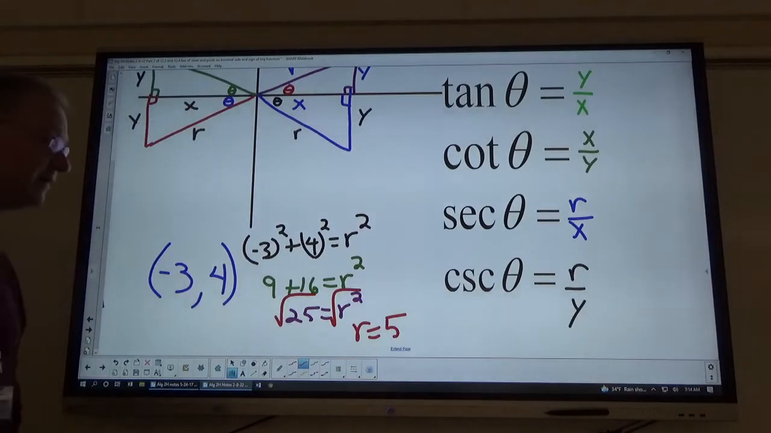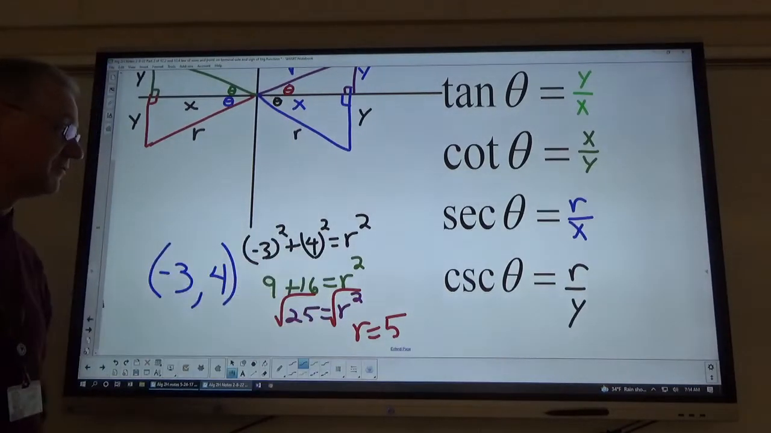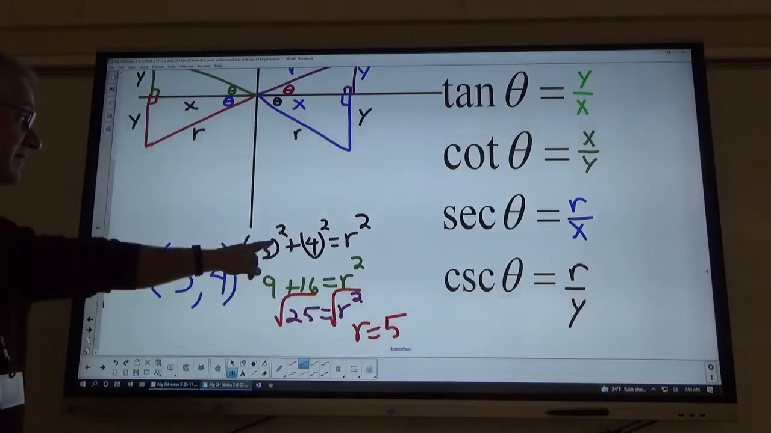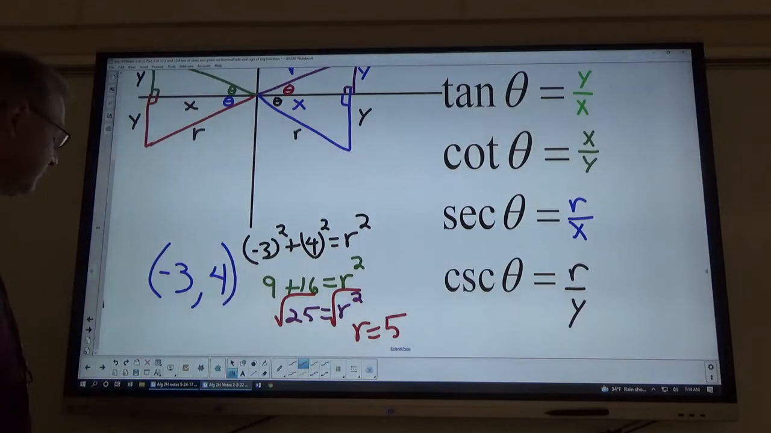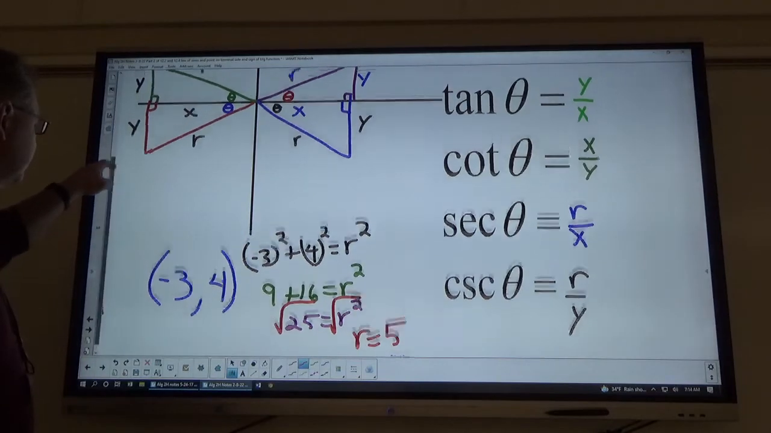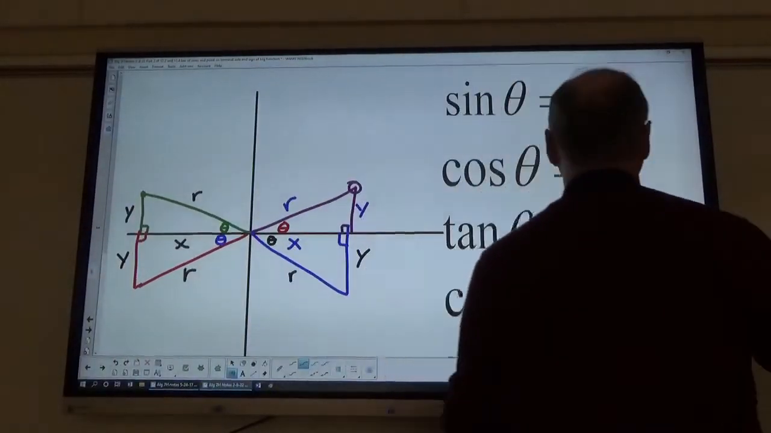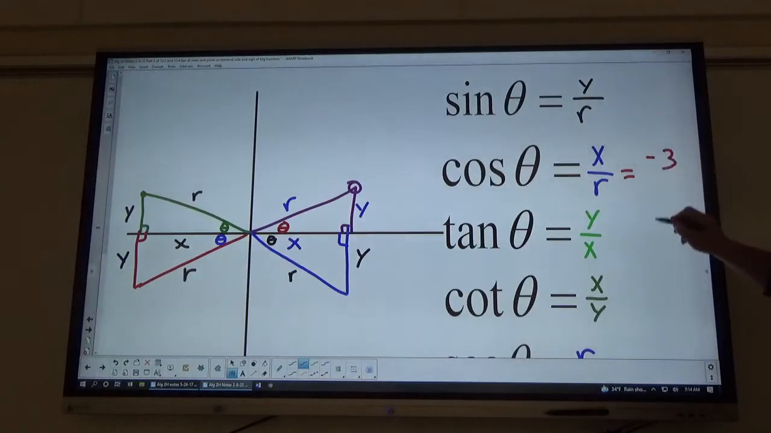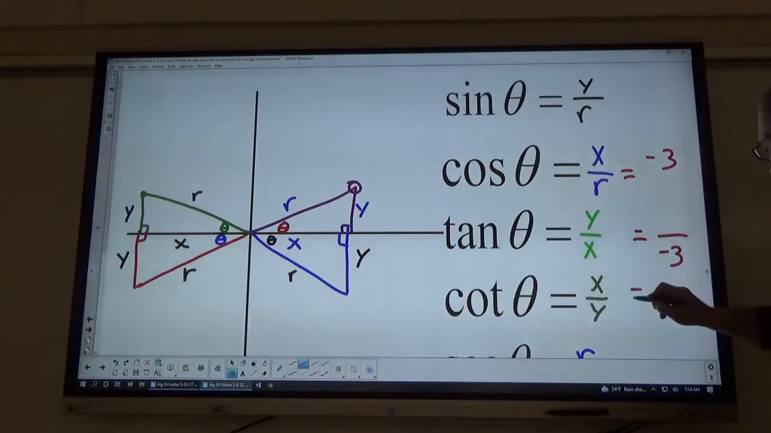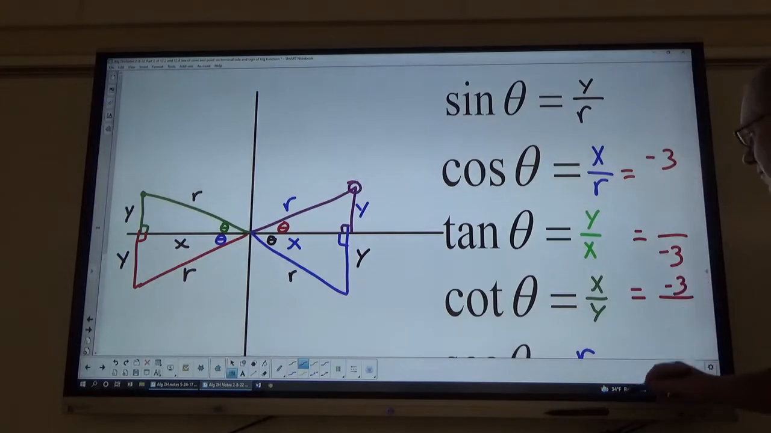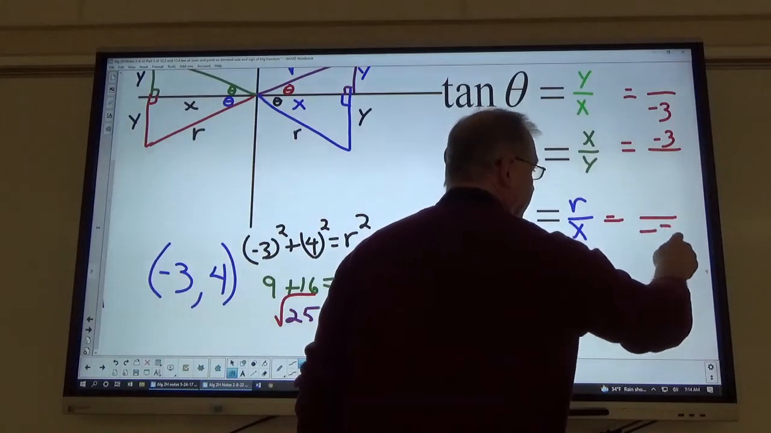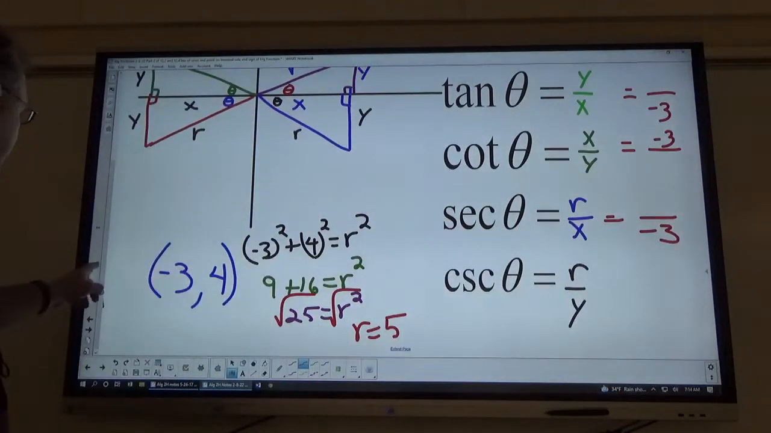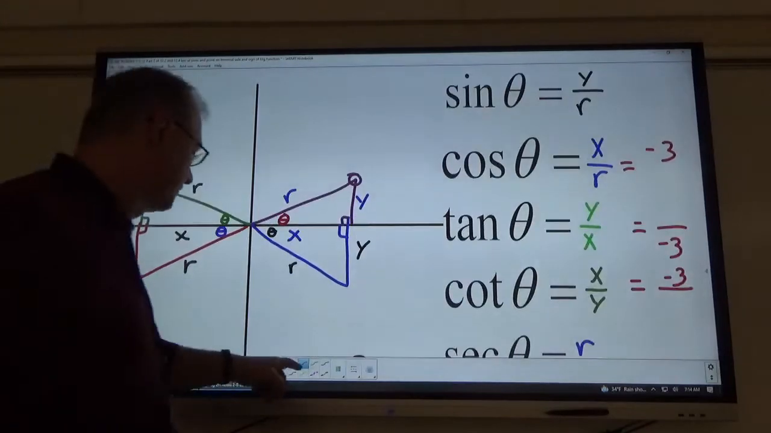Now you see why I'm going to get a positive value for r no matter what, because I'm squaring both of these values, and that automatically gives me a positive value. So x is negative 3, so anywhere I see an x here, I'm going to put negative 3. Negative 3. Negative 3. Negative 3. And there's one more down here, negative 3. Wherever I see the y, I'm going to put a 4, and r is 5.